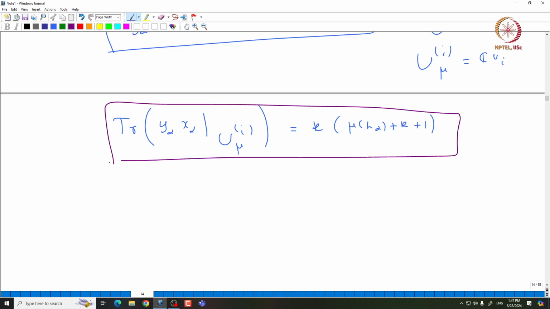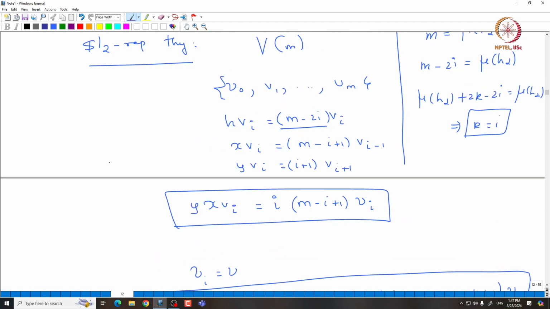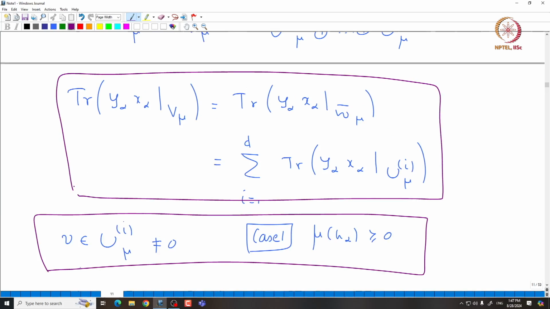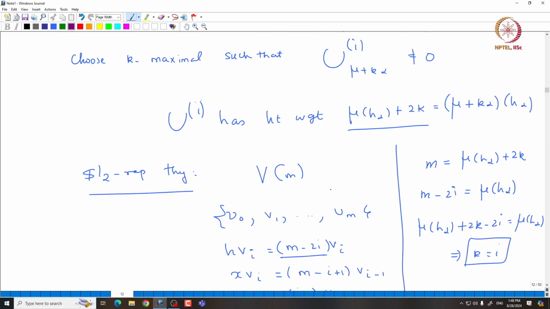So, now how do you put it back to compute the trace on V mu? So, that is something one can obtain from this equality. So, here if you are interested in computing the trace of y alpha x alpha acting on V mu, then we have to calculate the number of times ui appears in the summand. Okay, that is, ui being isomorphic to, let us say, V of m. So, how many times V m appears inside this direct sum. So, that is going to give you exactly the multiplicity of that thing. Okay.